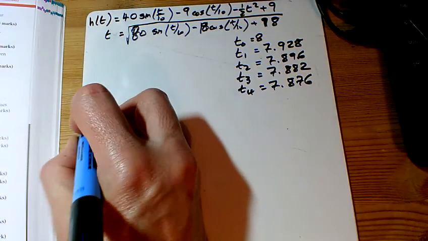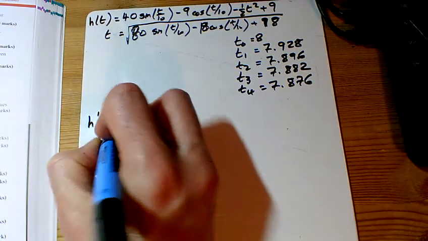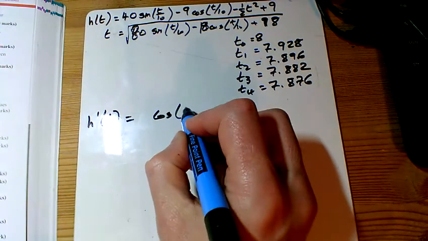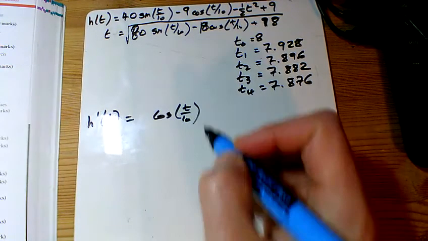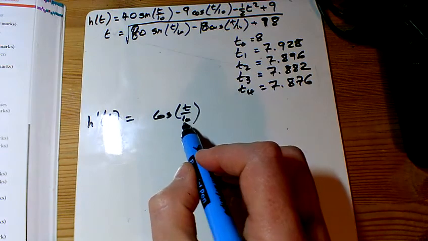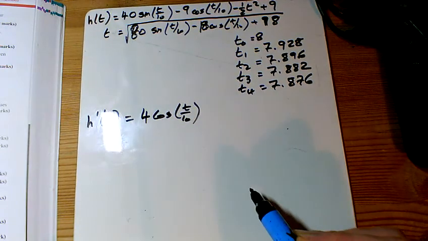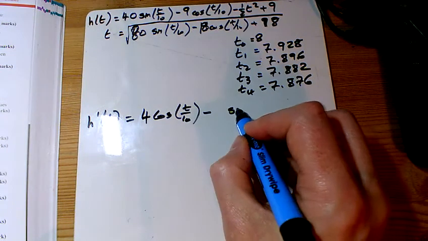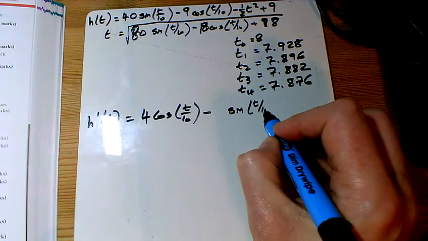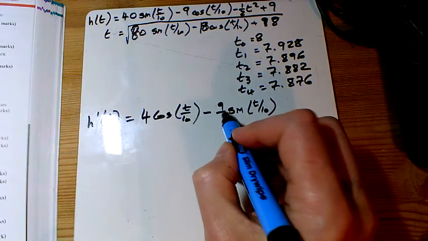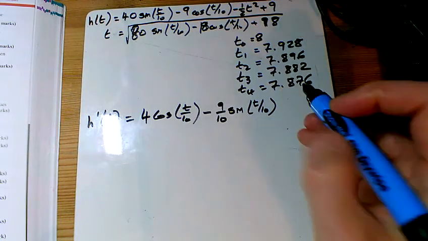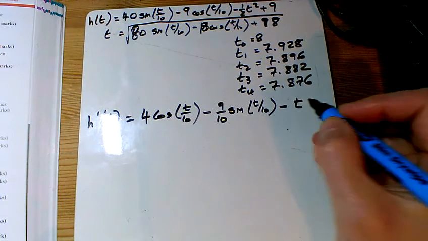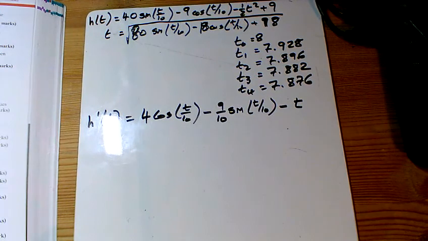So continuing on, it asks us now to differentiate the thing. So look, sine differentiates to cos. The t over 10 will stay as the t over 10, and we're timesing by this 10th out here. So you're going to get a 4 out there. Cos goes to minus sine of t over 10, and we've got a 9 over 10 out there, and that bit there, just half times 2 times t, so I've got minus t on the end of it.